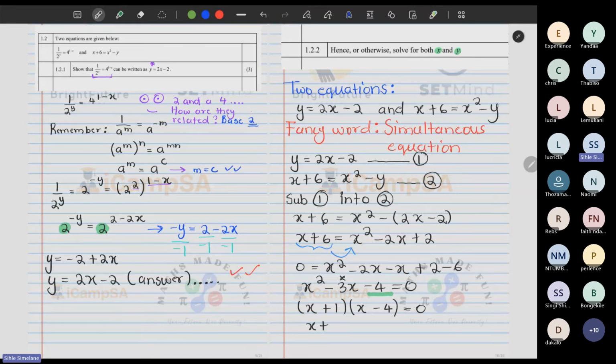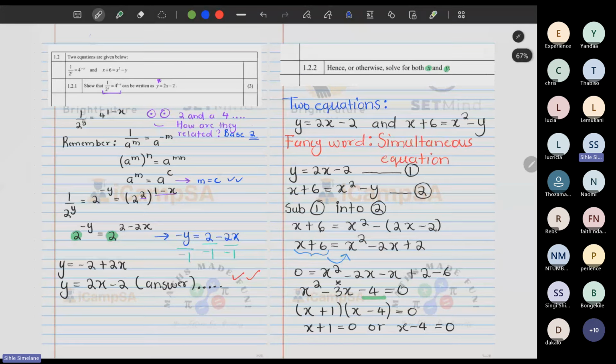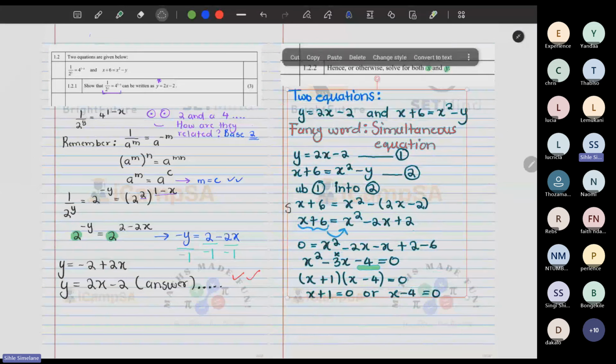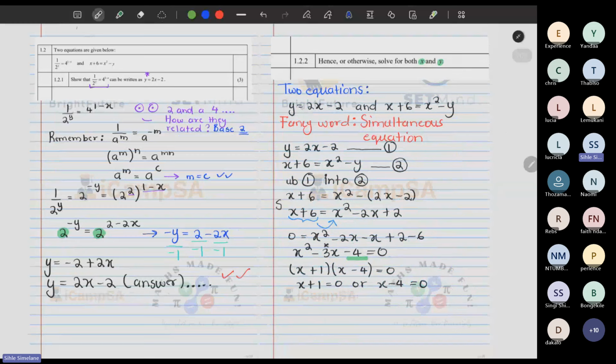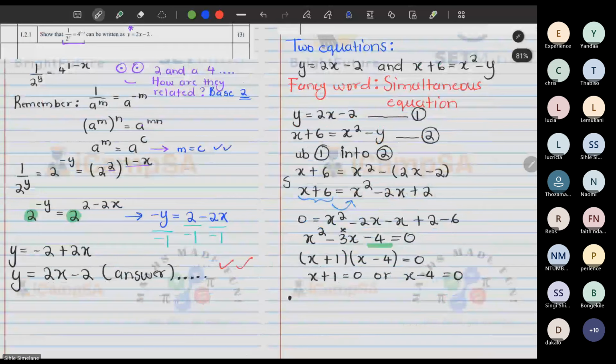So this means we have x plus 1 equals 0, or x minus 4 equals 0. So when you look at your x value, you will see that you will get minus 1 or positive 4. So if you observe carefully, therefore, our x is minus 1 or positive 4.